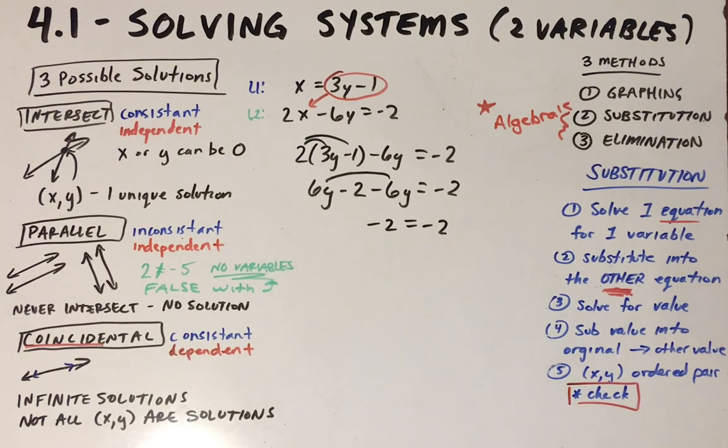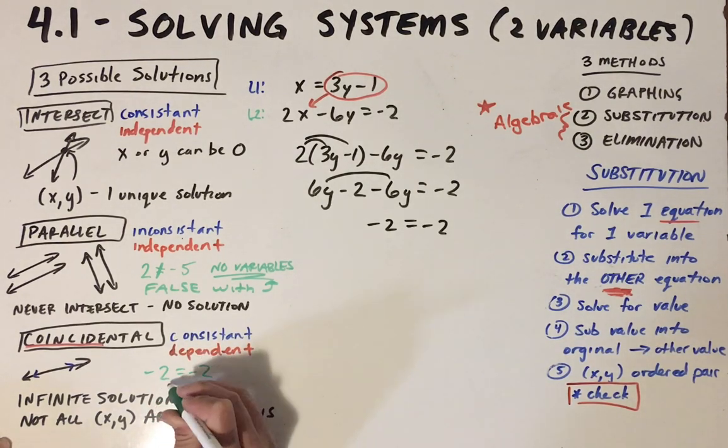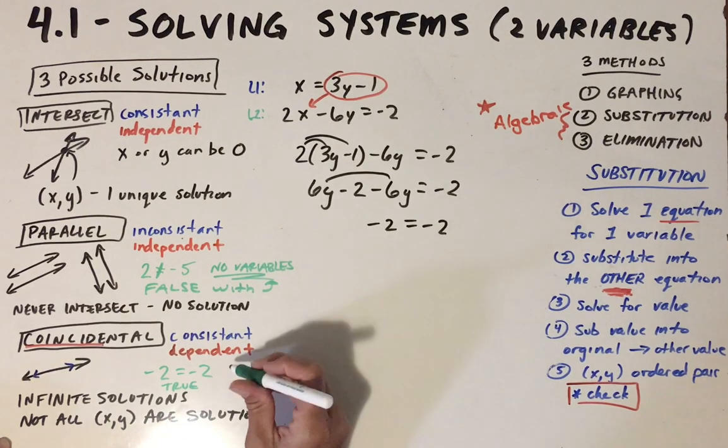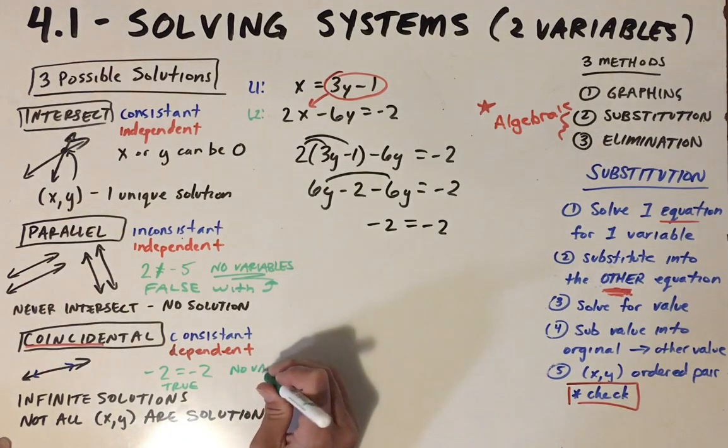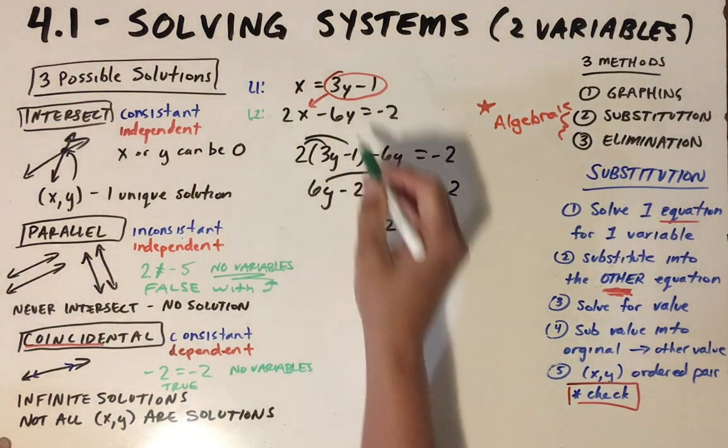Well, they're gone. Okay, so if I get a true statement, such as this one, negative 2 is equal to negative 2, and this statement is true, what this means when you have no variables is that these are the same line.